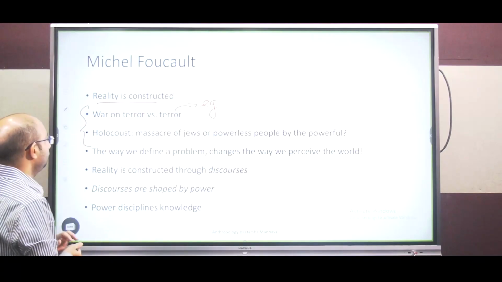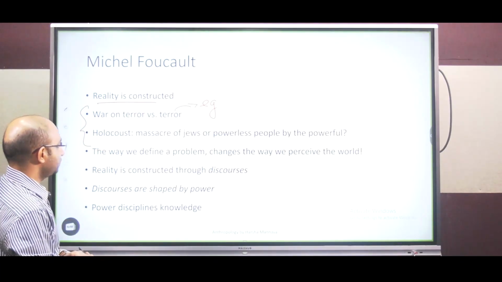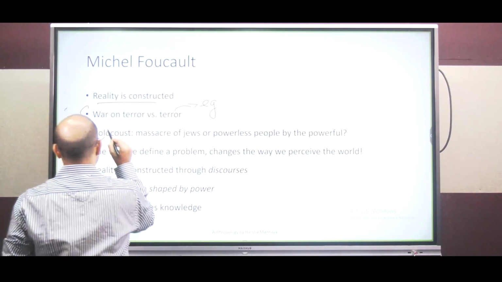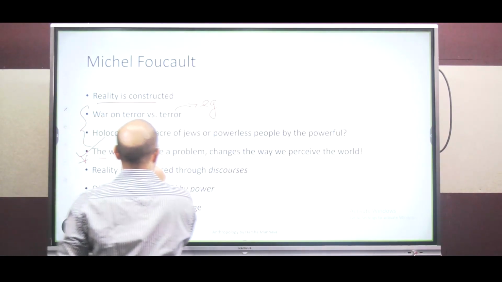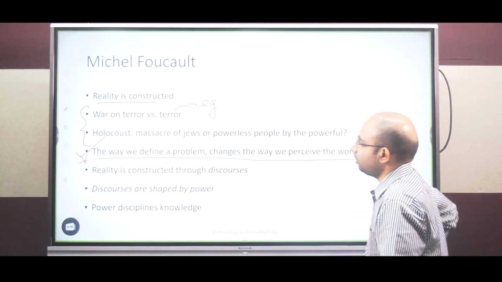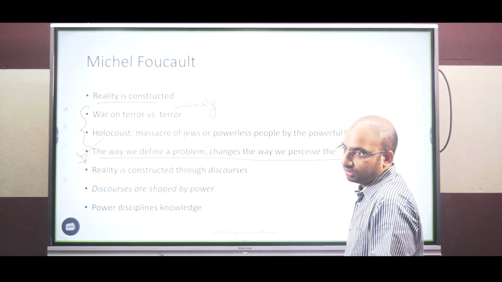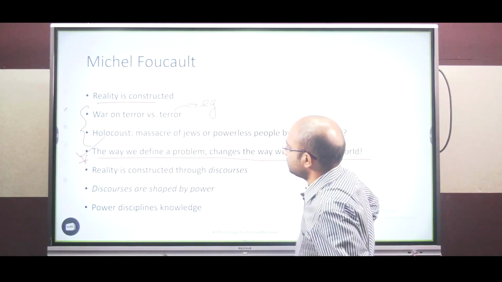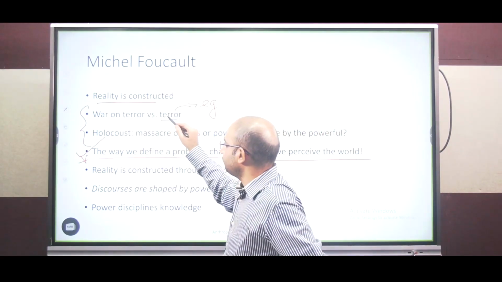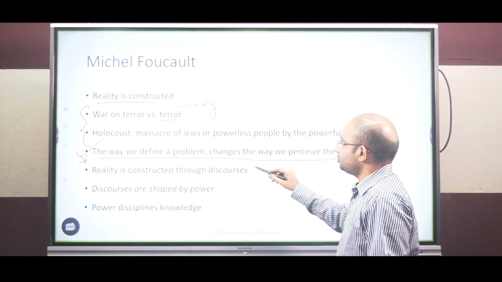Likewise, he gives other examples, and the Holocaust is another example. So he concludes that this is the most important point: the way we define a problem changes the way we perceive the world. If you think of terrorism as the killing of people by anybody, then terror and war on terror are both wrong. But then we define it such that terror is considered undesirable and war on terror is considered fine. So he says we construct our reality.